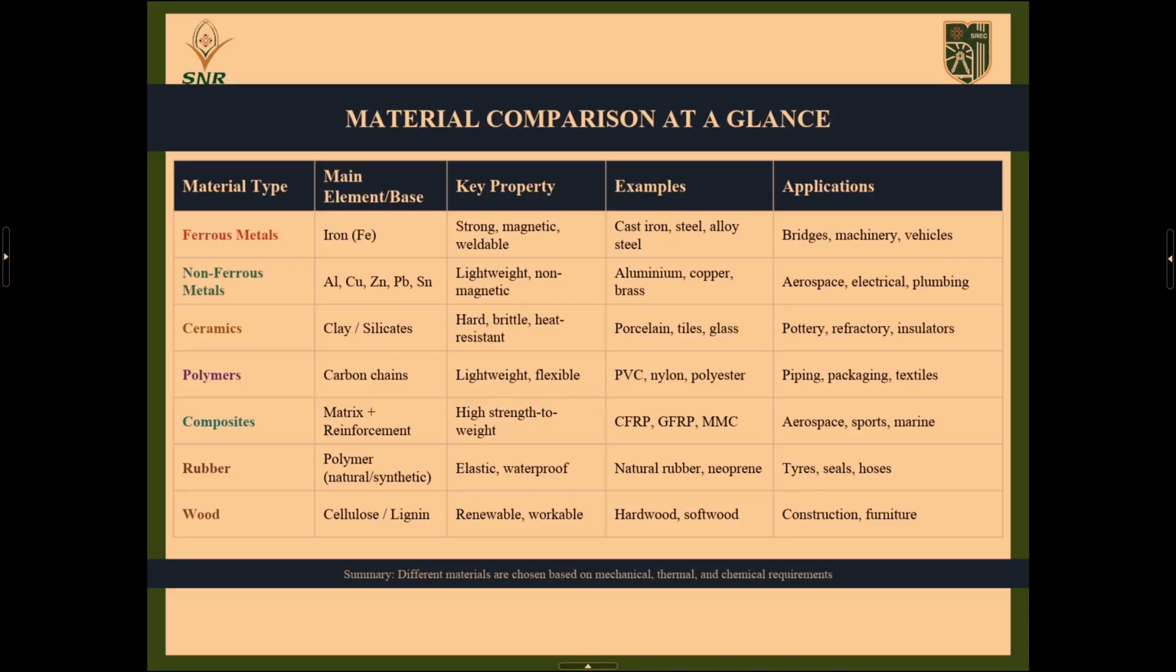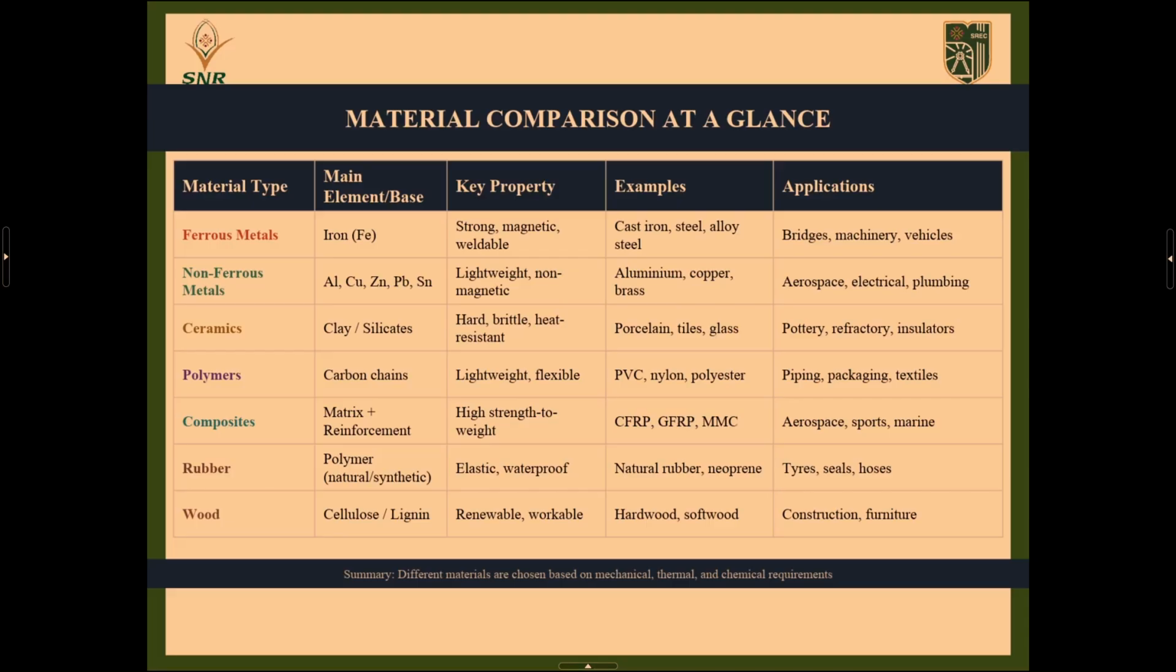In the material comparison, we list the material types, the main element, key properties, examples and applications. If you take ferrous materials, iron is the major element, and the key properties are strong, magnetic and weldable. Examples are cast iron, steel and alloy steels. Alloy steels include high strength low alloy steel and micro alloy steels. Applications are machinery, vehicles and construction.